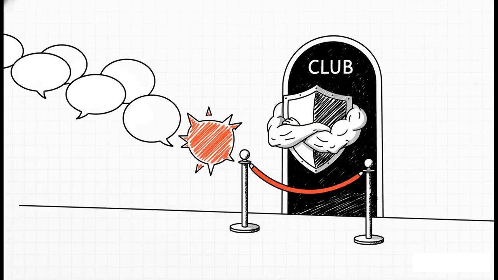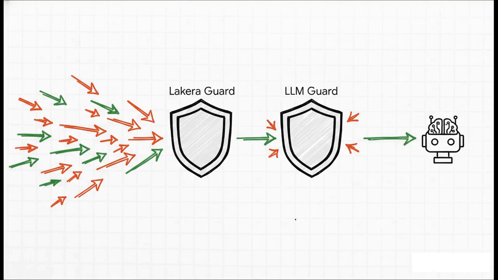So, how do you fight this? Well, you need a guard at the door. You need a system that inspects every single incoming prompt and looks for these manipulation attempts before they ever get to your model. And this is where specialized tools are a game changer. You've got things like Lakera Guard or the more comprehensive LLM Guard. They act as this first line of defense, analyzing and blocking bad inputs in milliseconds before they can do any harm.